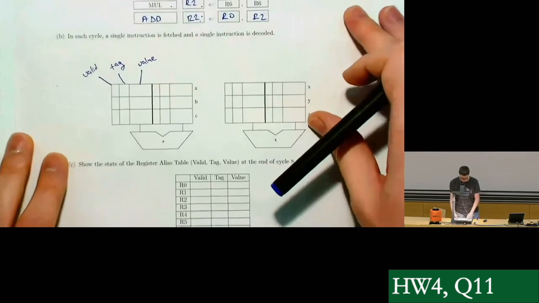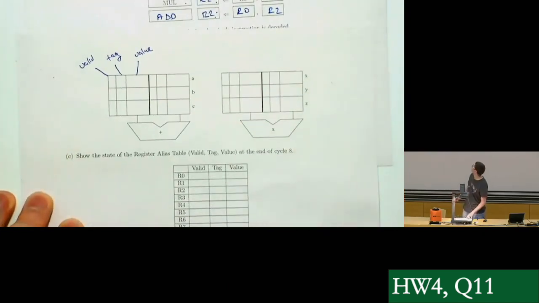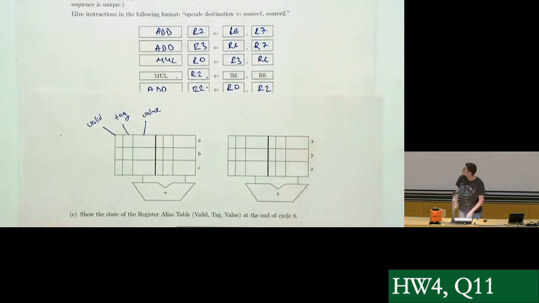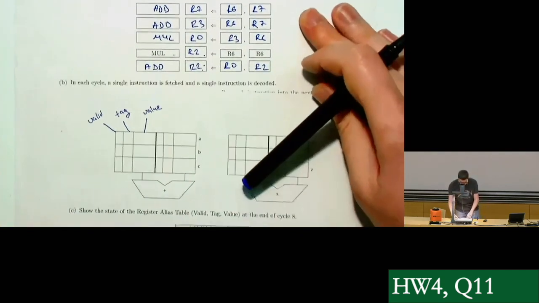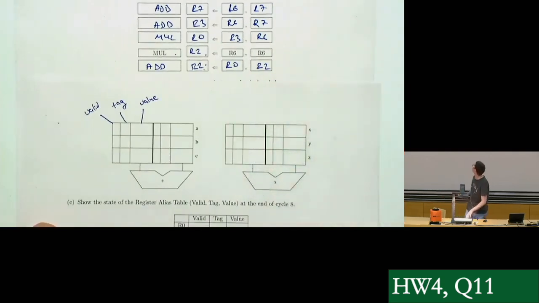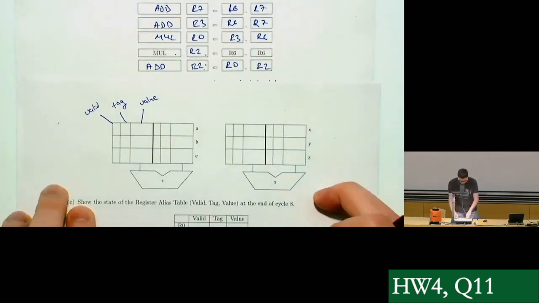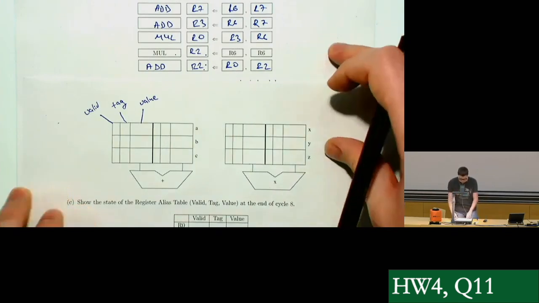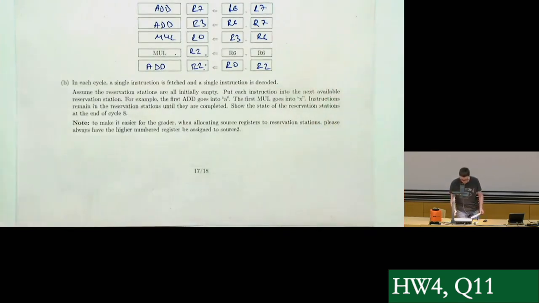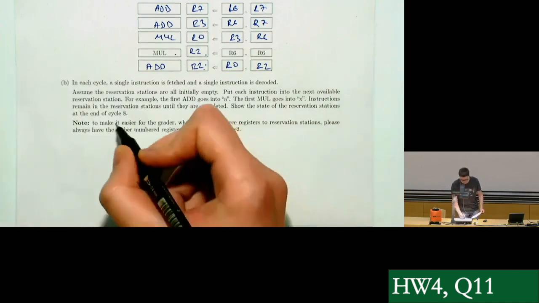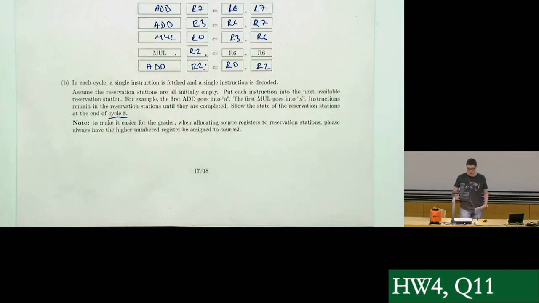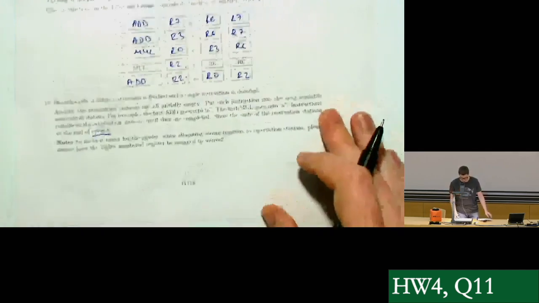So let me do it like this. Okay, you can see it. It's better. Okay, you can see almost everything. Okay, so one thing I forgot to say, it is asking specifically about the state at the end of cycle 8. So actually first it will be better to figure out what has happened inside the processor until cycle 8 or at the end of cycle 8.